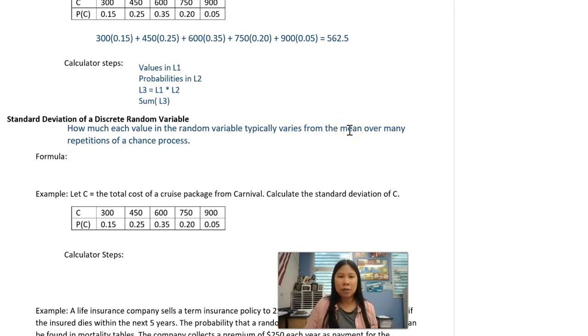Because remember, the general standard deviation definition was that it's the average distance that each data value you have is from the mean, from the average. So it's similar here.